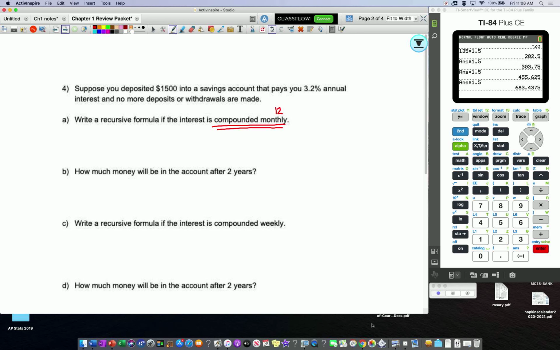So as we write this recursive formula, since it's a context of a problem, that means we start with u sub 0 as our starting amount. So we deposited $1,500, okay? So u sub 0 equals 1,500. So then we go u sub n equals u sub n minus 1. And so now we go, okay, how is this going up? We're going 1 plus interest rate, changed as a decimal. So move that decimal over 2 spots, 0.032. But since we're doing it monthly, we gotta divide it by 12. Okay? All right, so just like that, got A done.